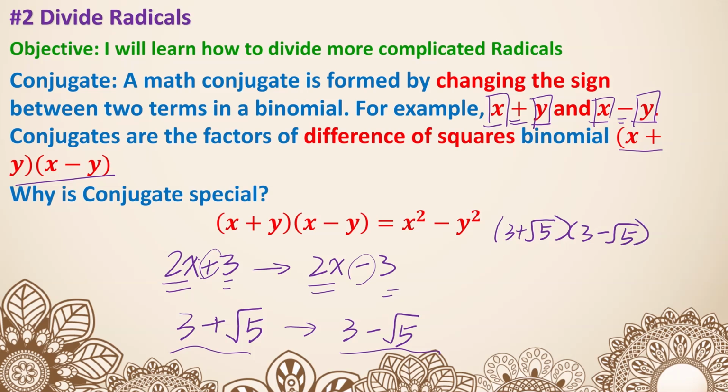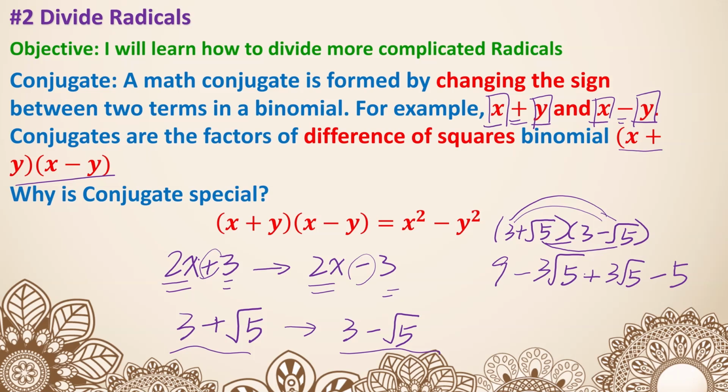our goal to get rid of the radical is by squaring things, but we can't have extra parts that are going to remain there. So in this case, if we use the conjugate, 3 times 3 is a 9, 3 times negative square root of 5 is a minus 3 square root of 5. Square root of 5 times a 3 is a positive 3 square root of 5. And lastly, the square root of 5 times negative square root of 5 is a negative 5.